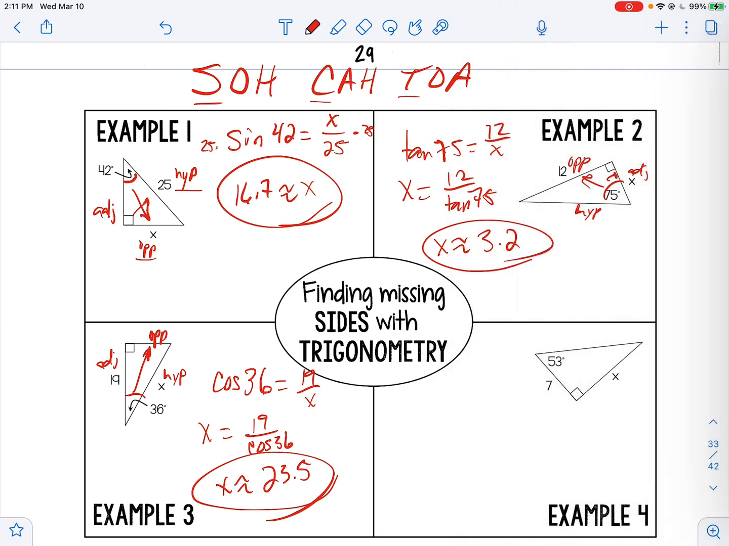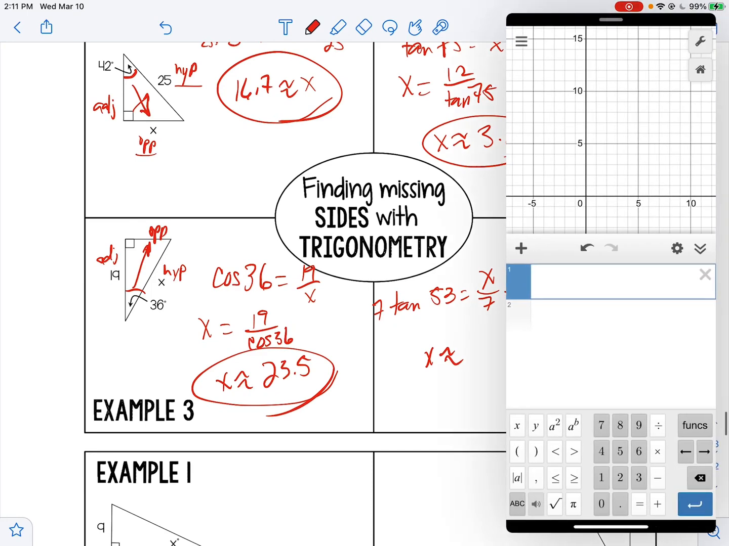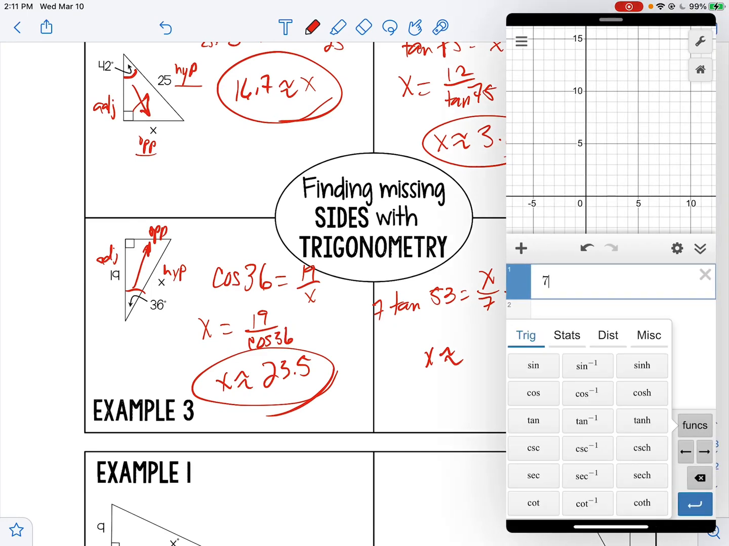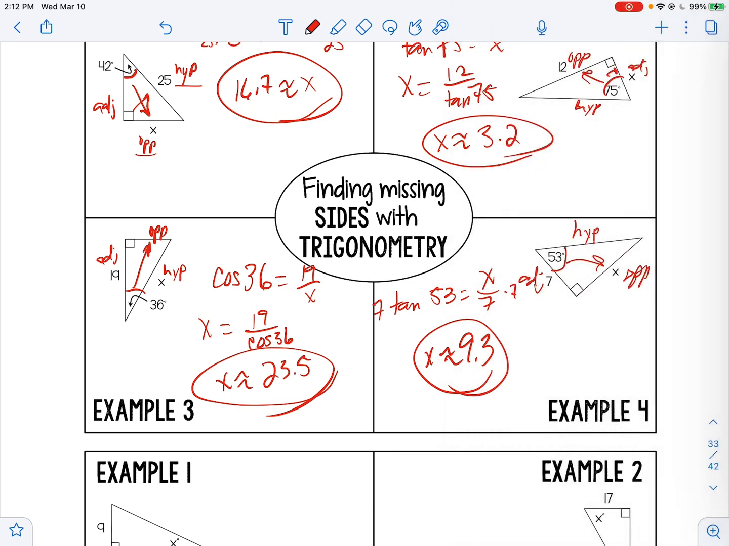All right. Last one, let's give it a look. This is my angle. Over here is opposite. That makes this adjacent because this is the hypotenuse. It's across from the 90. So we've got opposite and adjacent. So that is the tangent of 53 equals x over 7. Multiply by 7 on both sides to get rid of it. X is approximately 7 times the tangent of 53, which is about 9.3. That's what we're looking for there.